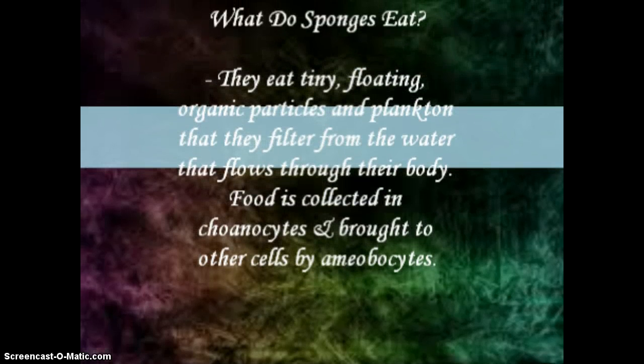Now, as my chosen topic, I chose: what do sponges eat? They eat tiny floating organic particles and plankton that they filter from the water that flows through their body. Food is collected in the choanocytes and brought to other cells by amoebocytes.